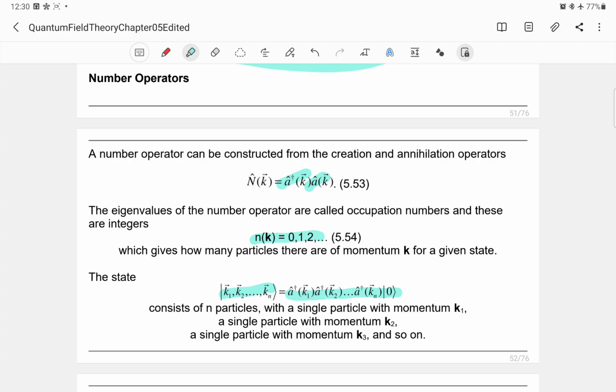So that is a state where it consists of n particles with a single particle momentum k1, k2, and a particle with momentum k3, and so on.